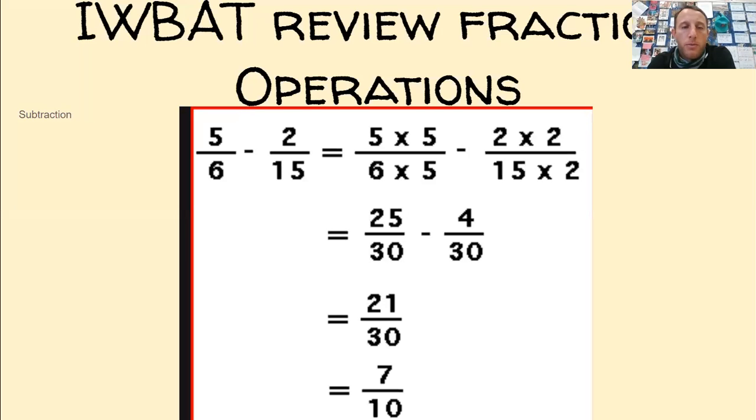And lastly, we have subtraction. 5/6 minus 2 over 15. Well, again, we need a common denominator. So they went ahead and took 30 as the common denominator. They got 25 over 30 minus 4 over 30 equals 21 over 30, which reduces to 7 over 10.